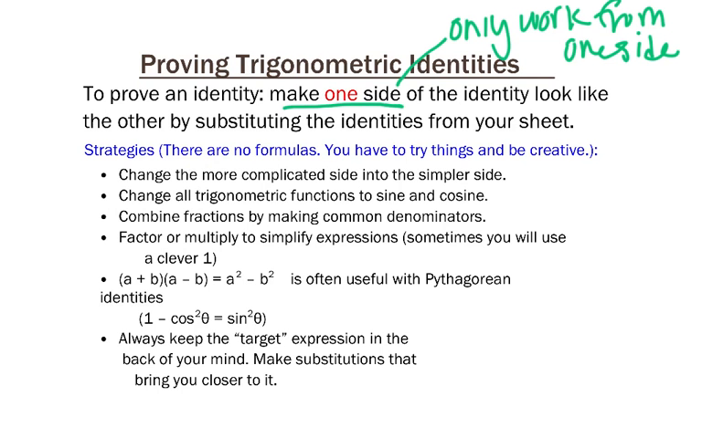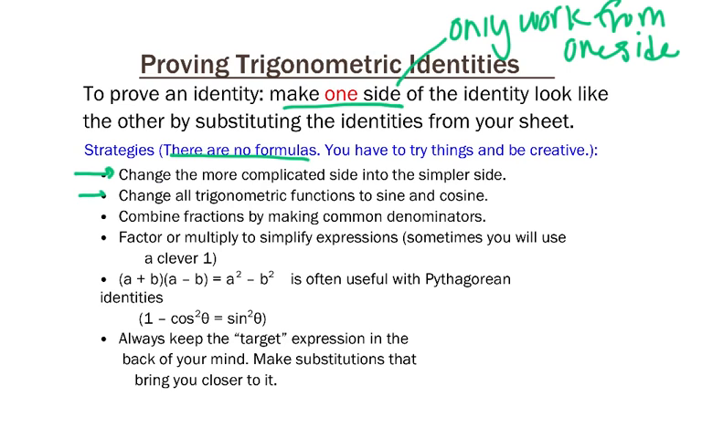So, some strategies. There are no formulas necessarily for this like step process, but you just have to try things and be creative and identify properties of algebra. So, the first thing of your strategies is to look for the more complicated side and try to fix that one to become simpler.